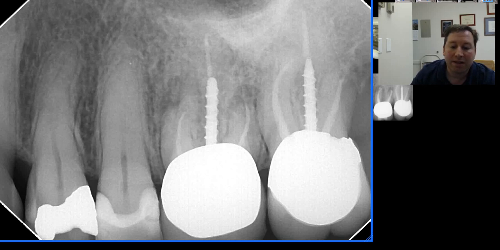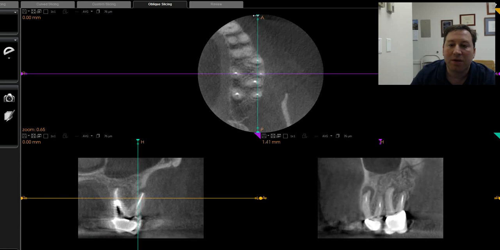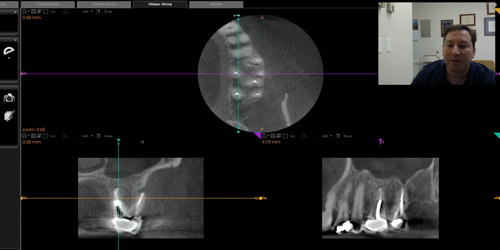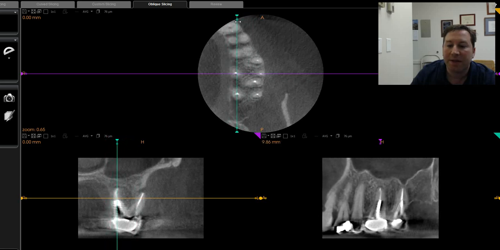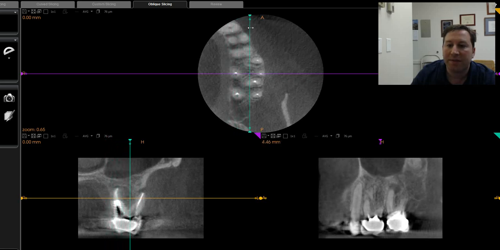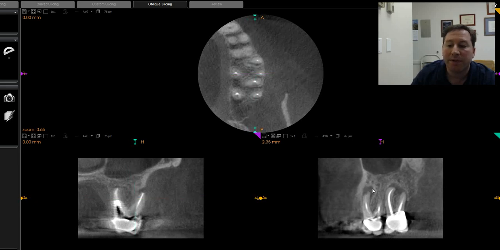So let's take a look at the scan. We opened up the scan over here. I'm going to go right to the oblique slicing. I find that view to be the most useful. And when we look at this CT scan, we're just going to run along and move the volume around so we can actually see what's going on. And here, when you move over the buccal roots, we can certainly appreciate that lesion over the mesiobuccal root of tooth number 14.